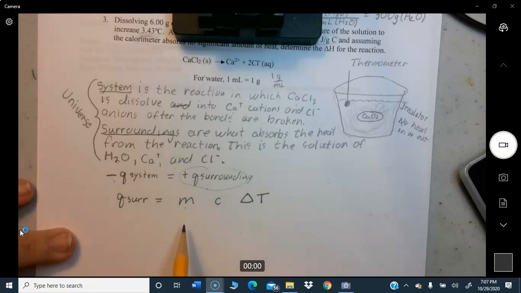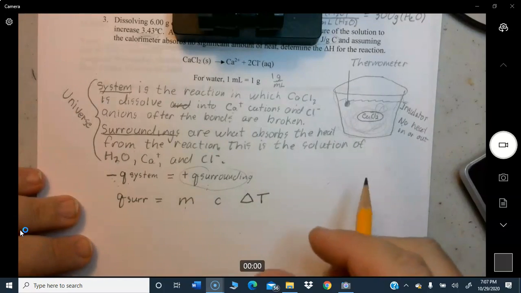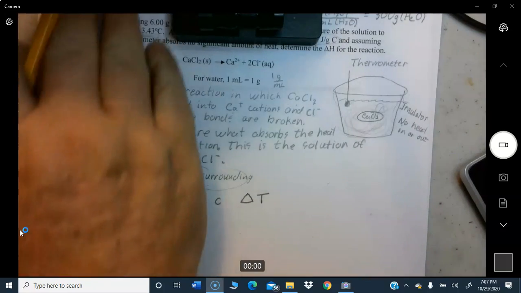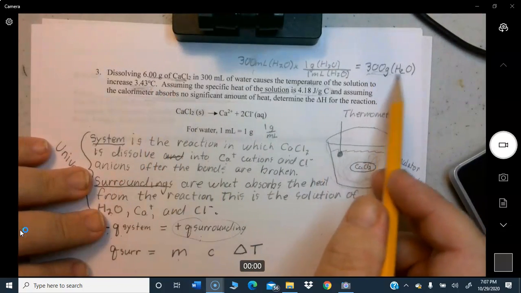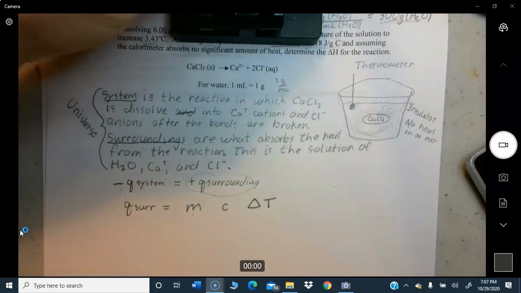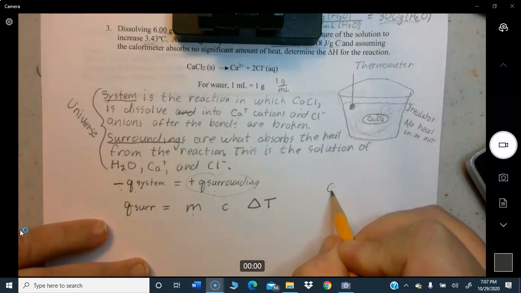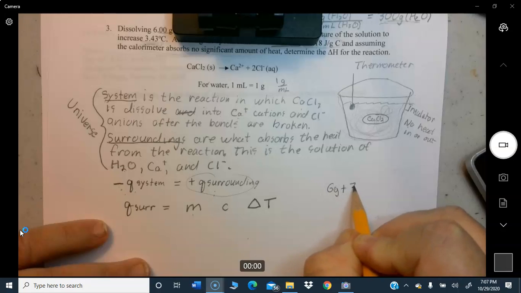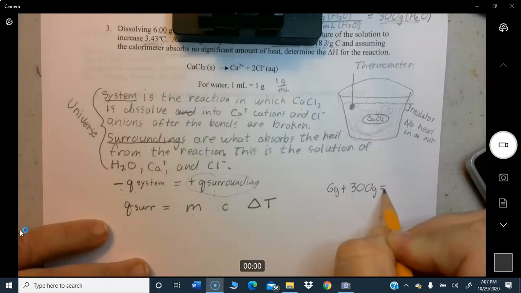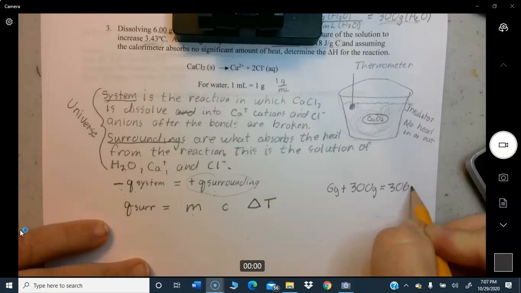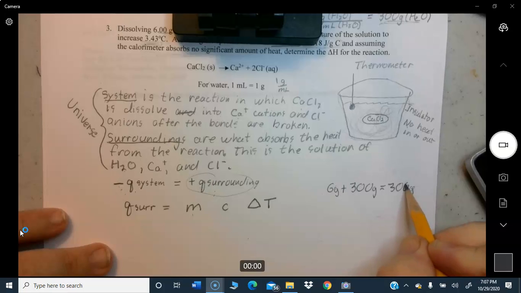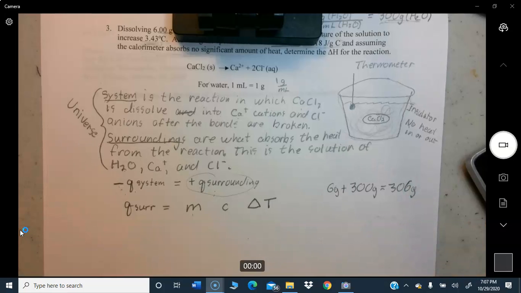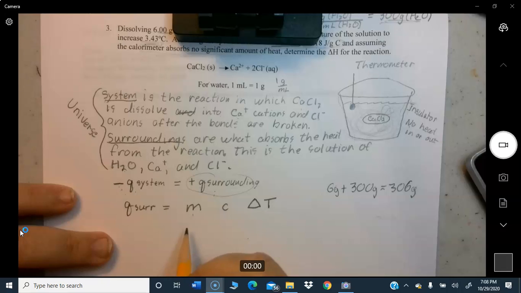Mass. Mass is the total mass of the solution. So we said up here that we have 6 grams of calcium chloride, and we calculated that we have 300 grams of water. So that's going to be 6 plus 300. So there's 306 grams of the solution. That's the mass of the solution, the water and the calcium chloride together.